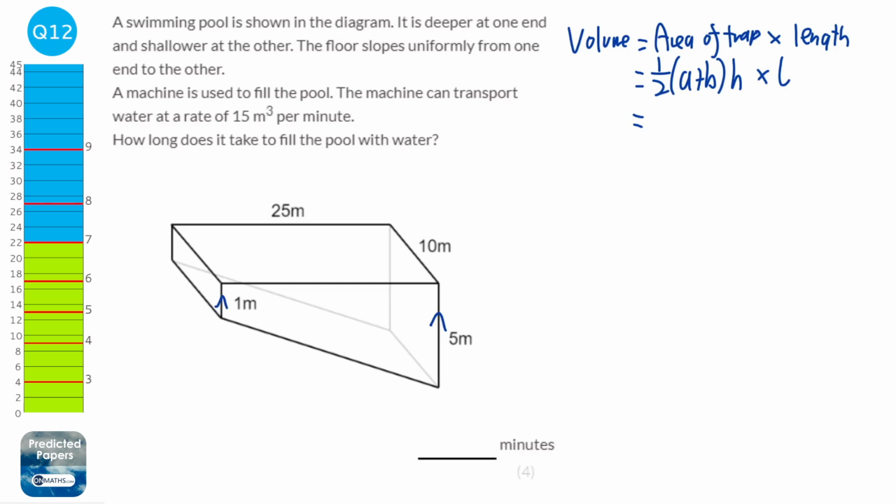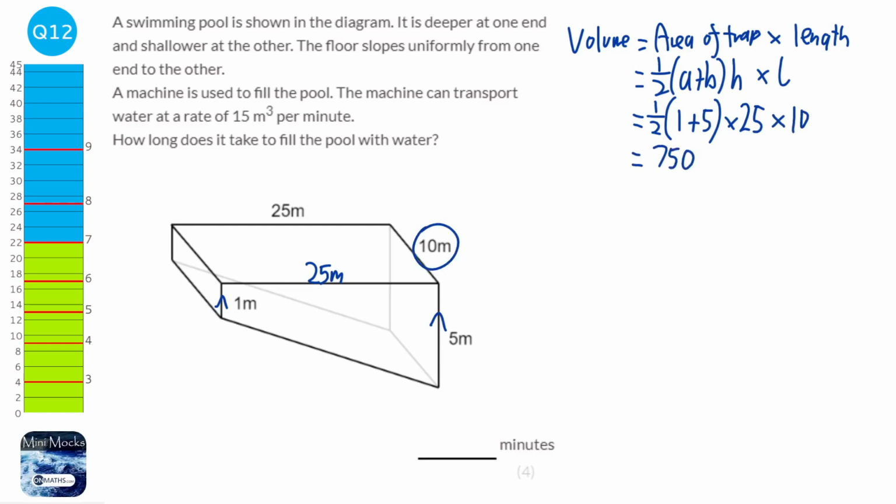So what perpendicular means, between the bases. So this will be the 25 meters here. So it's going to be half, and then we're going to add 1 and 5, times that by 25. The length is how 3D it is, so it would be that 10 there. So we're going to times that by 10, and that will give us 750. So it's 750 meters cubed.